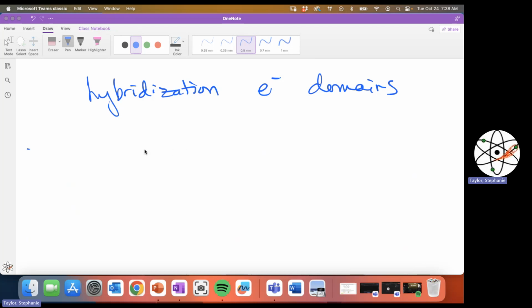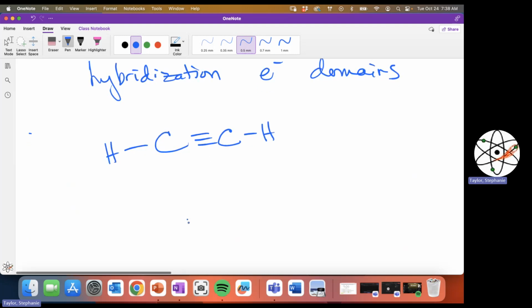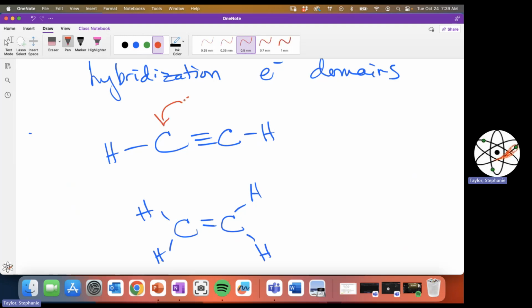What I mean by this is when we think about carbon, we are thinking about the fact that carbon can do a lot of different things. So carbon could have two electron domains. This could be triple bonded to another carbon and single bonded to a hydrogen, for example. Carbon could also be double bonded, in which case I'm just going to use a bunch of carbons and hydrogens to make my life easier. So this would be sp hybridized. This would be sp2 hybridized.